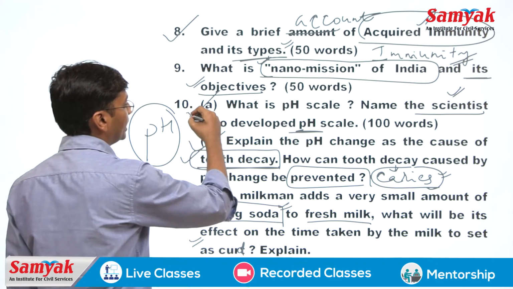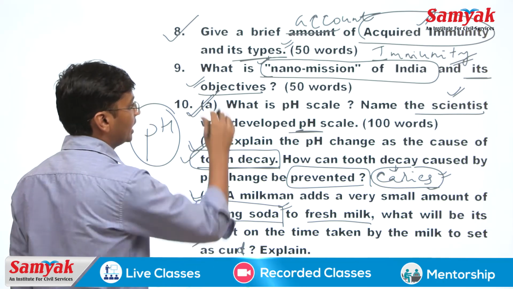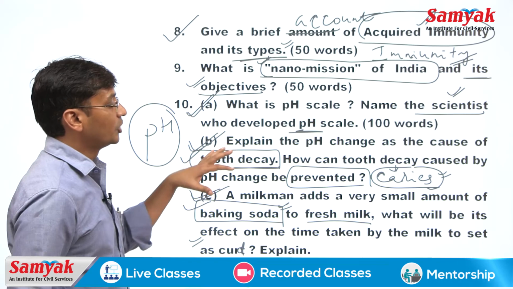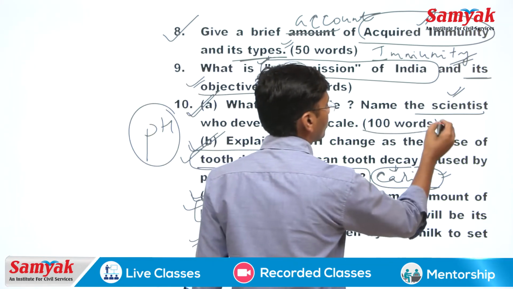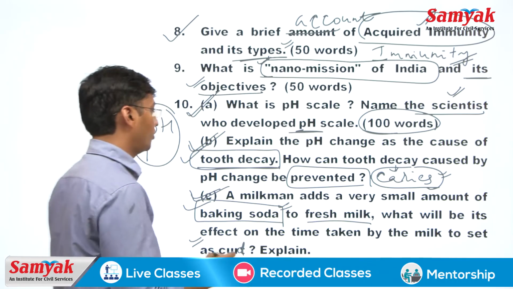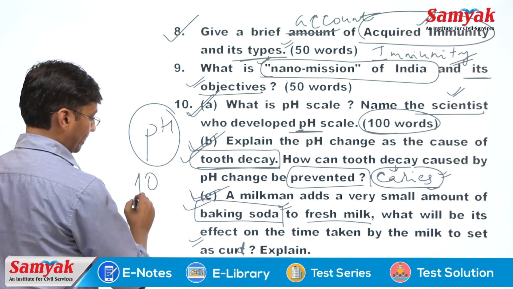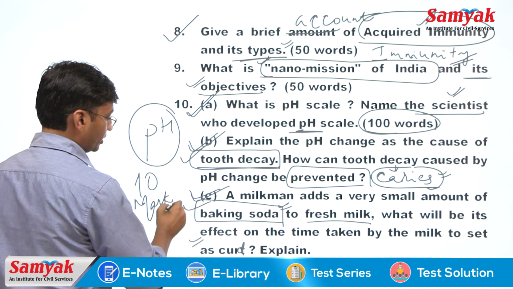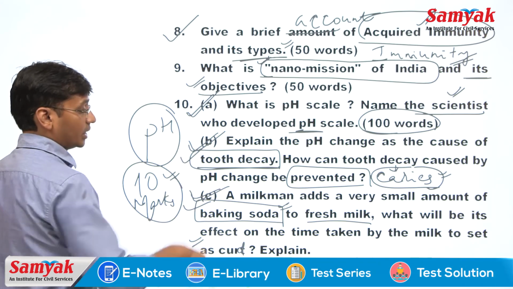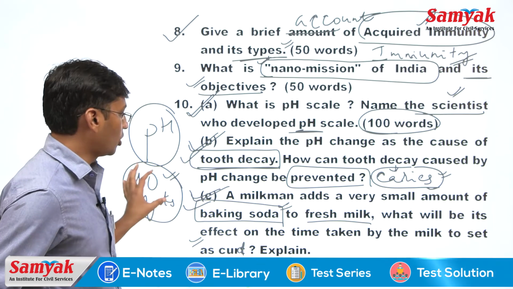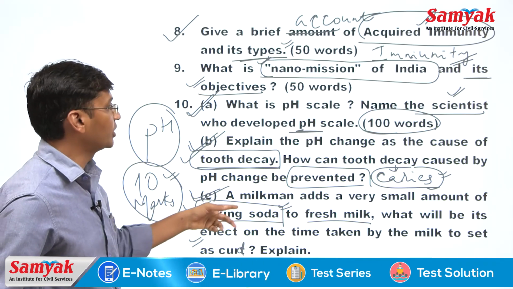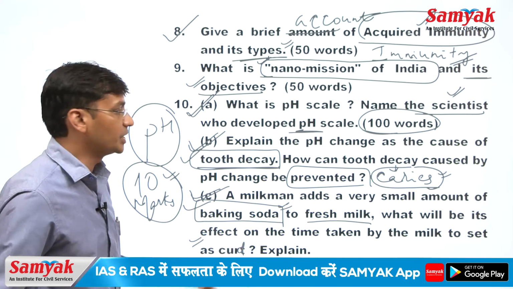So in question number 10, they have asked you 3 questions, and in total you have to answer this question in 100 words, okay, and it carries a weightage of 10 marks. They must have divided all these 10 marks into these 3 questions, that is A, B and C, okay.